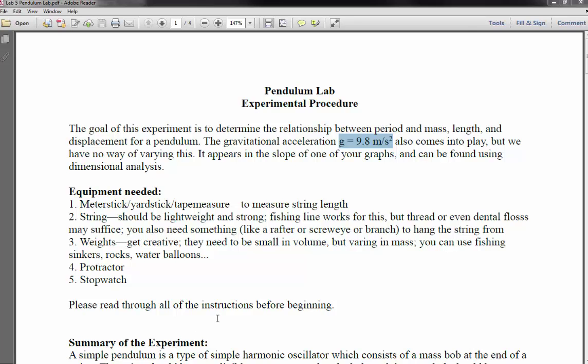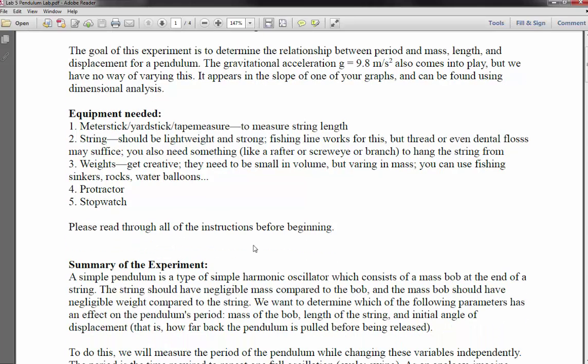And so what are we going to do in this experiment? Well, the point is that we're looking to see what it is that the period of a pendulum depends upon. So what does a period represent? Well, it basically means the amount of time that it takes to complete an entire swing.